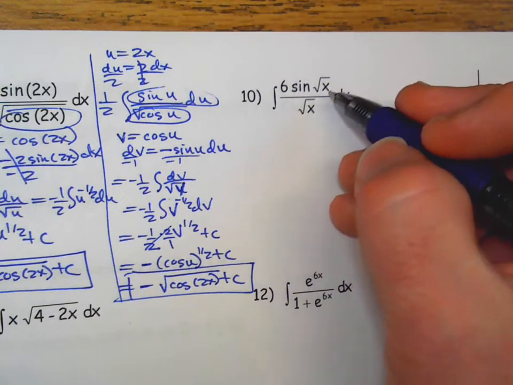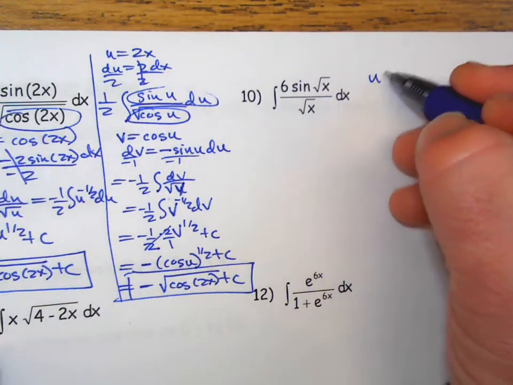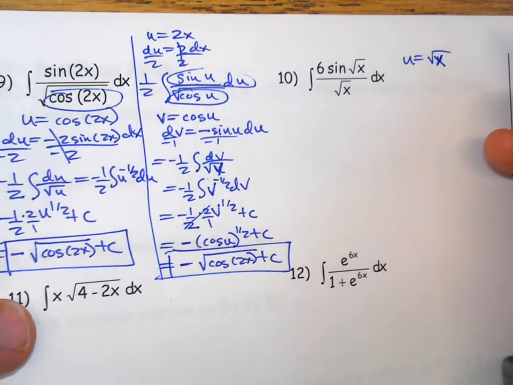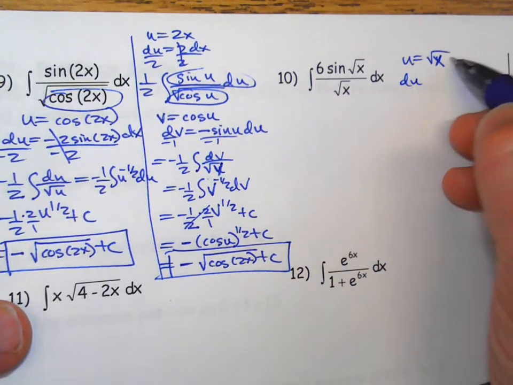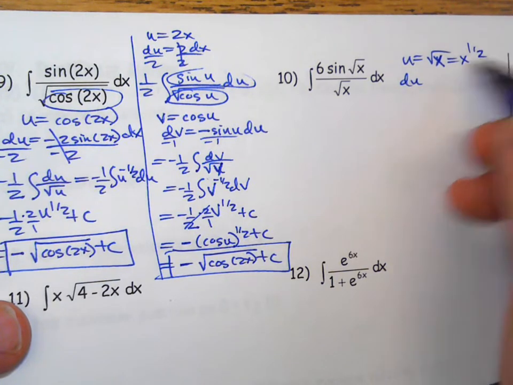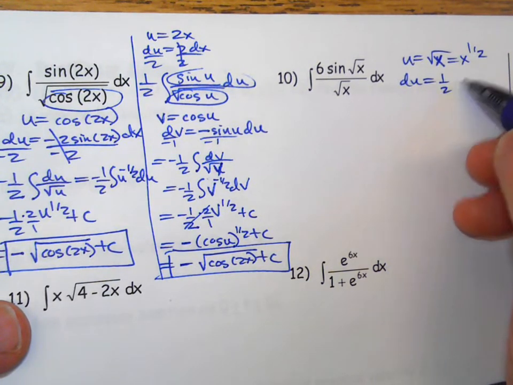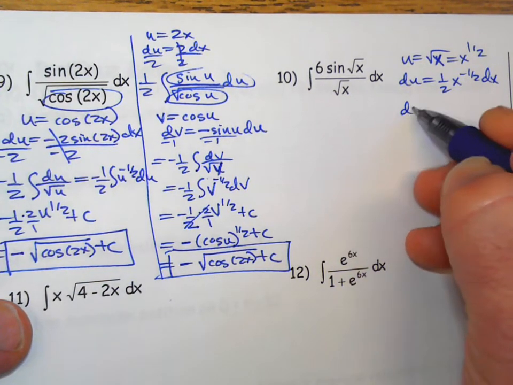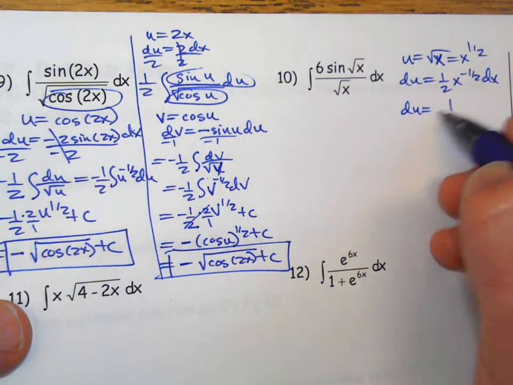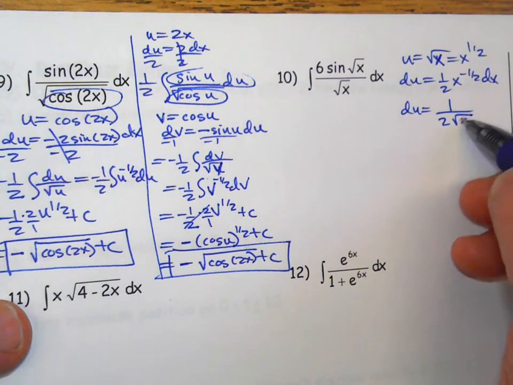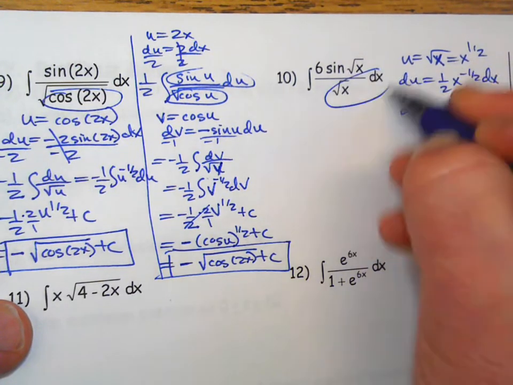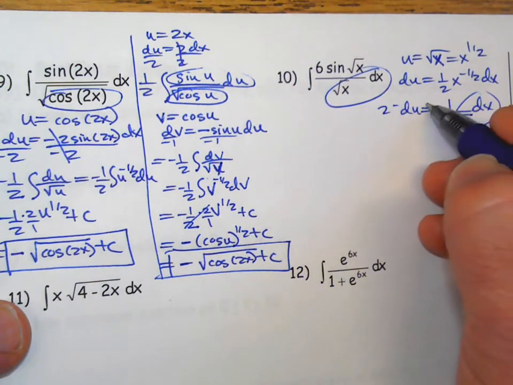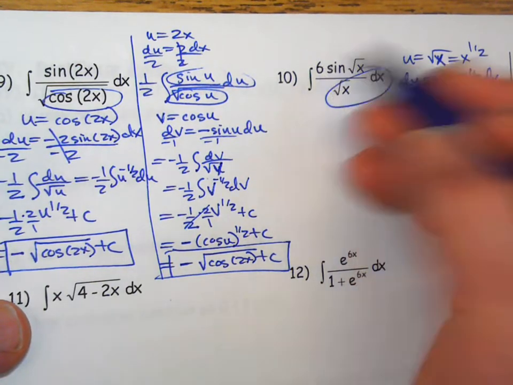Number 10, I think the clear choice is u equals the square root of x. Now, that's the same thing as x to the 1/2. So that's power rule, 1/2 x to negative 1/2 dx. Now, you might rewrite this. This is 1 over 2 square root of x dx. Now, I want the dx over square root of x. I don't want the 2. So I'm going to move that to the side. I mean, there is a 6 there, but I'm just going to ignore it.